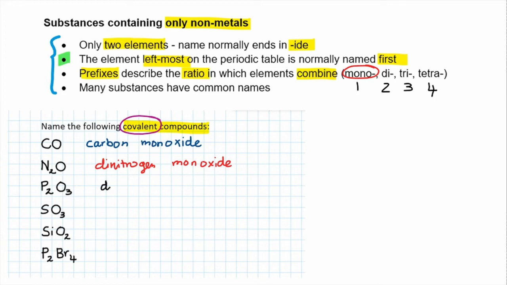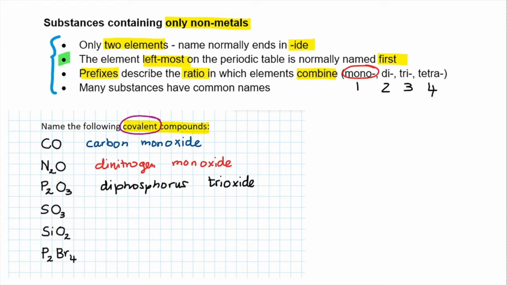Phosphorus will get a di, so it is diphosphorus. And the oxygen now gets a tri instead of mono, so it is trioxide. The name still ends with "ide" because this compound contains only 2 elements, specifically phosphorus and oxygen. It does not contain 2 atoms, but 2 elements.